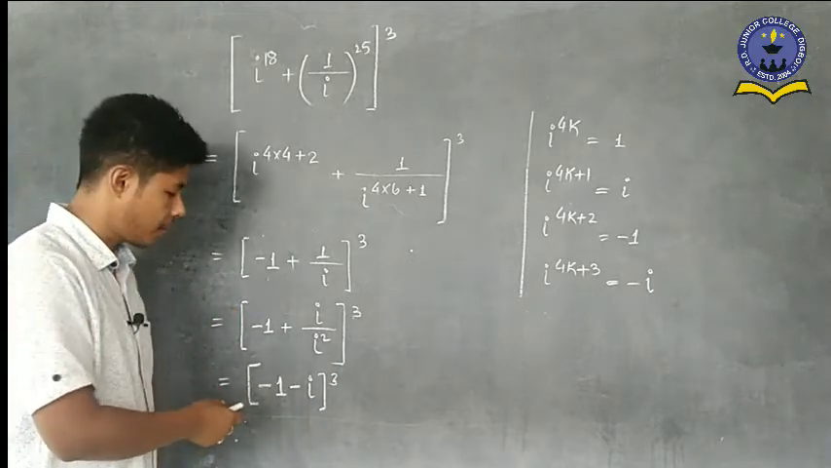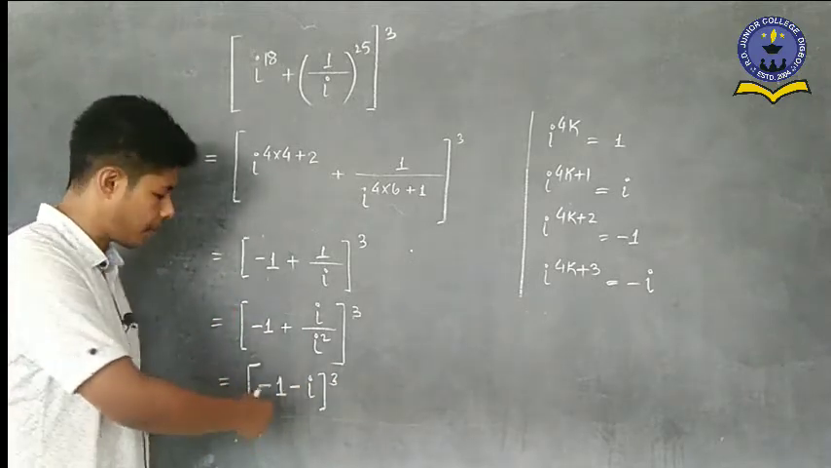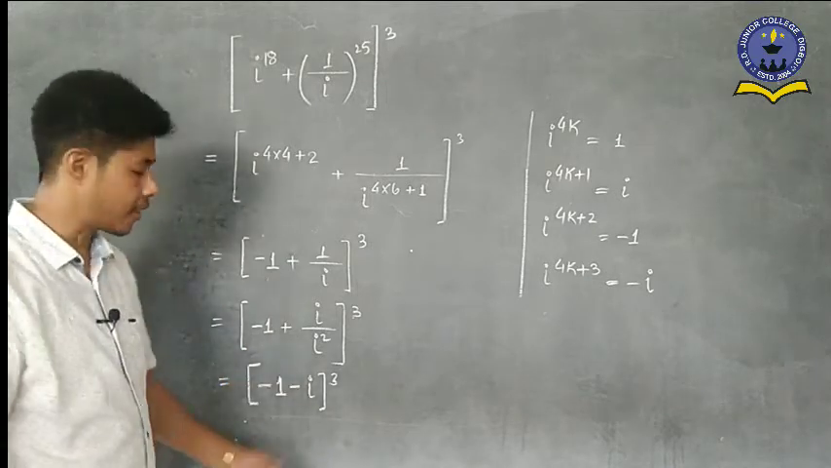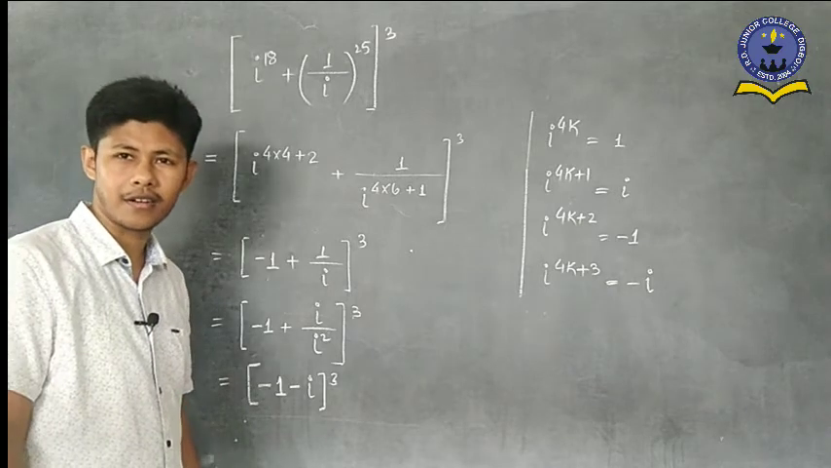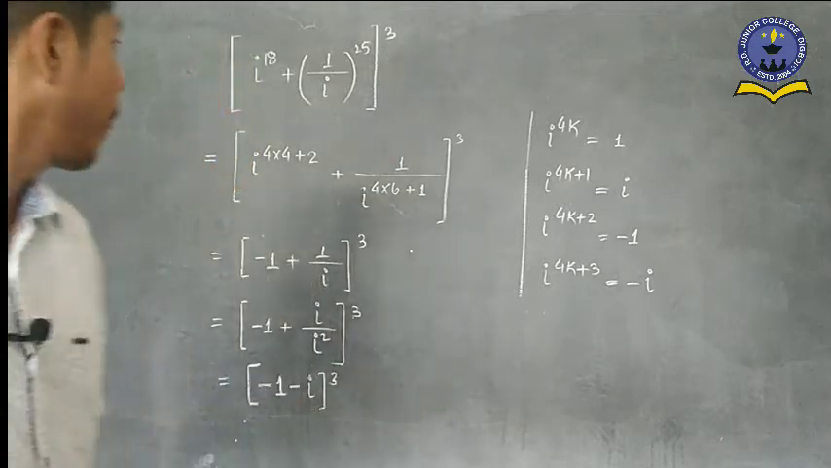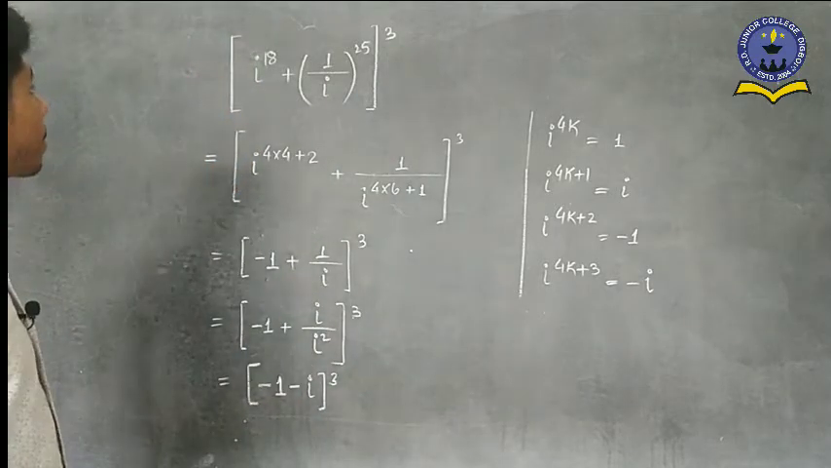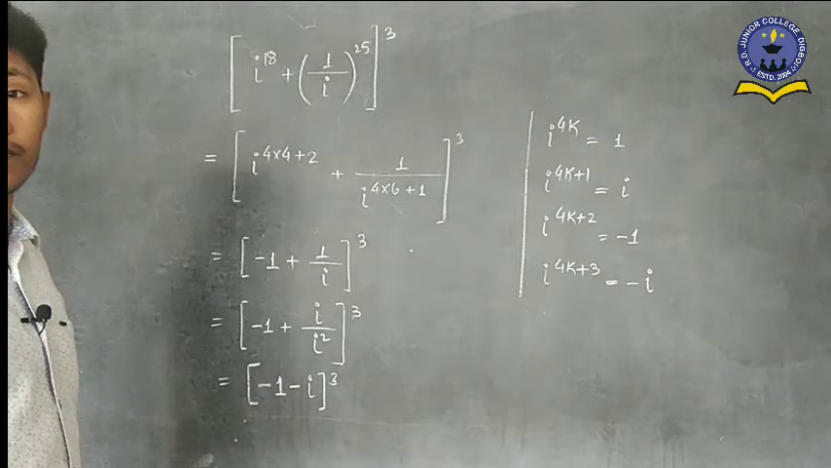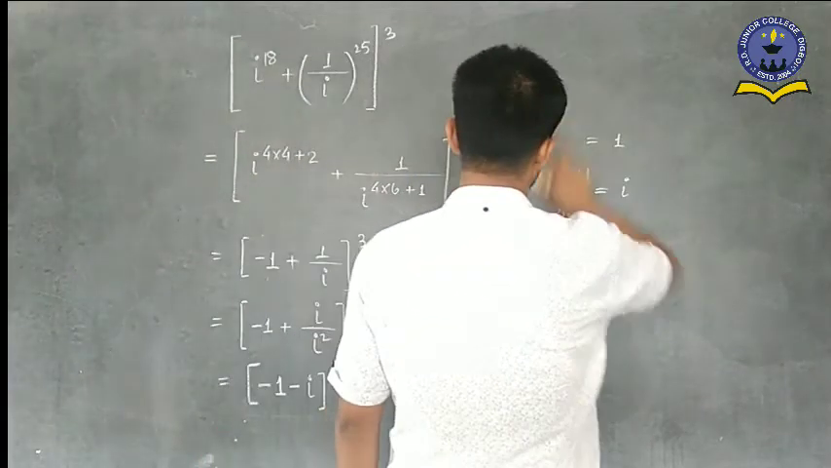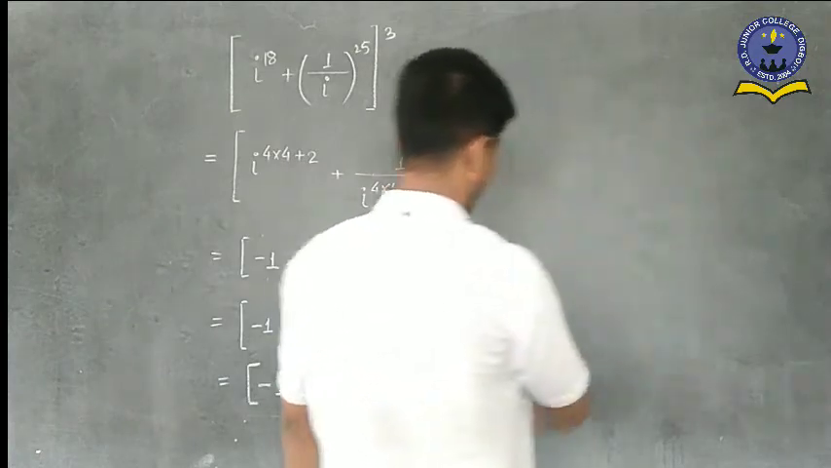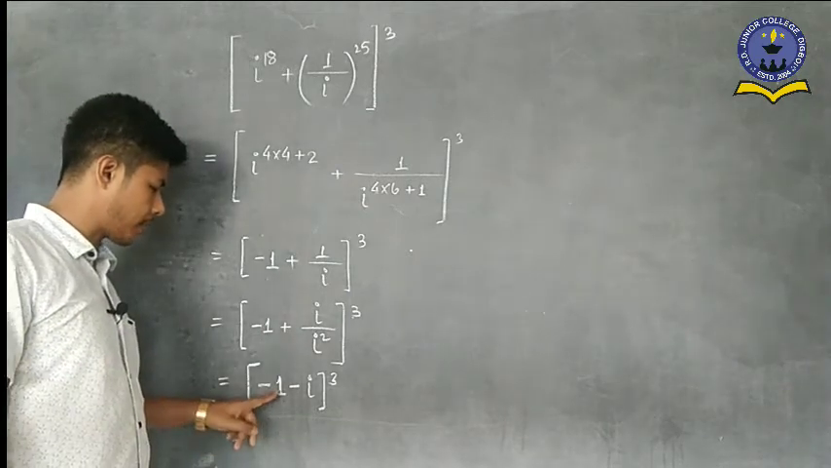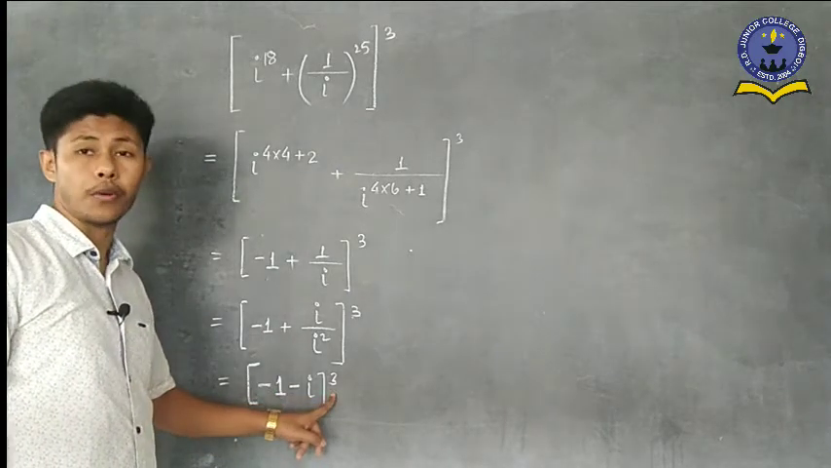Is it clear? So now we have to break this result in the form of a minus b whole square or a plus b whole cube here. If we break this result, then we can easily find out the answer. Is it clear? Okay, next one you see here. After this, if you see here, minus 1 minus i whole cube, isn't it?